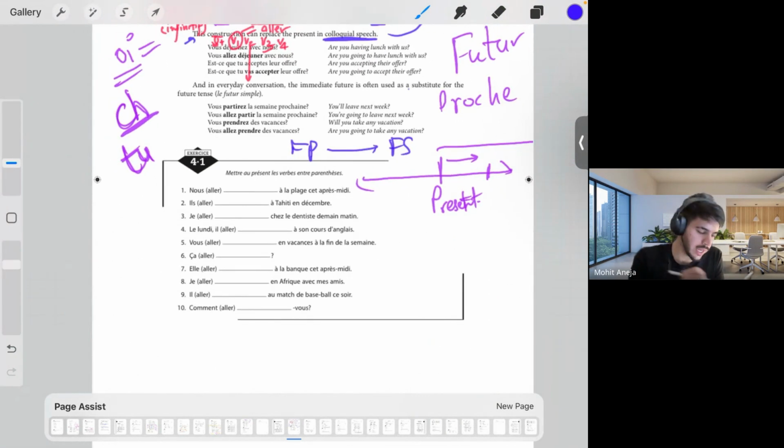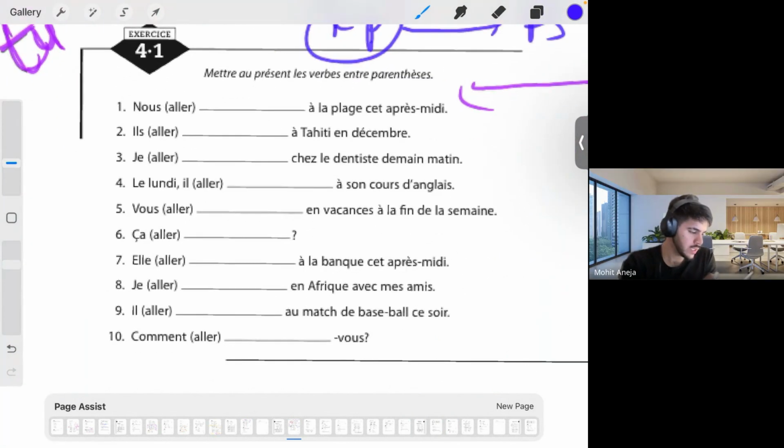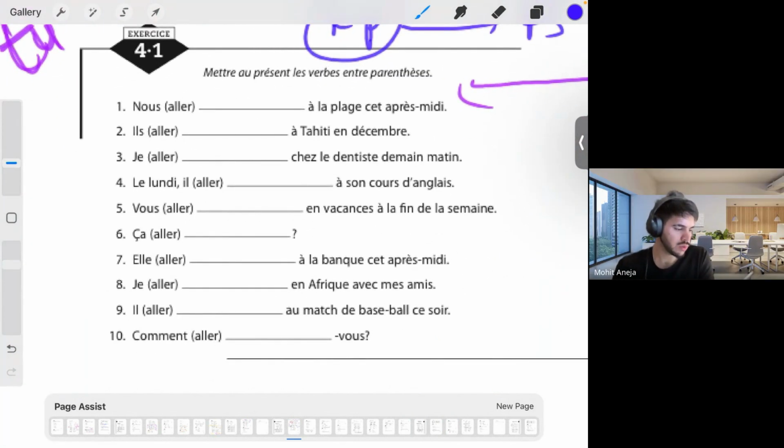That's where we use the actual future tense, and we'll read this in the ninth chapter of this book when we get there. Not for now. For now, let's just stick to futur proche. What we're going to do is mettre au présent les verbes entre parenthèses. We just have to do the conjugations in the present. So 4.1 is nothing but doing the present tense for this.